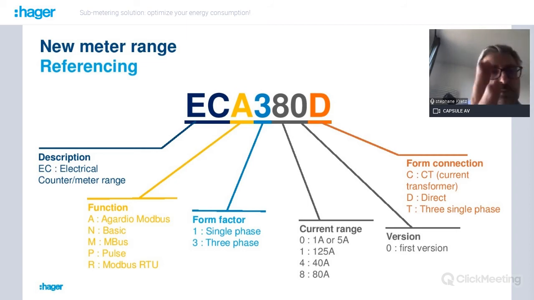So I don't want to go into detail here, but it's to explain how the product referencing works. You can see EC is for the meter, and the letter after is for Agardio, no communication, M-bus, Pulse, or Modbus. Then whether it's single phase or 3-phase, and then the type, current range, and at the end, whether it's direct connection, direct meters, or integrated, or via external current transformer for C. Okay.